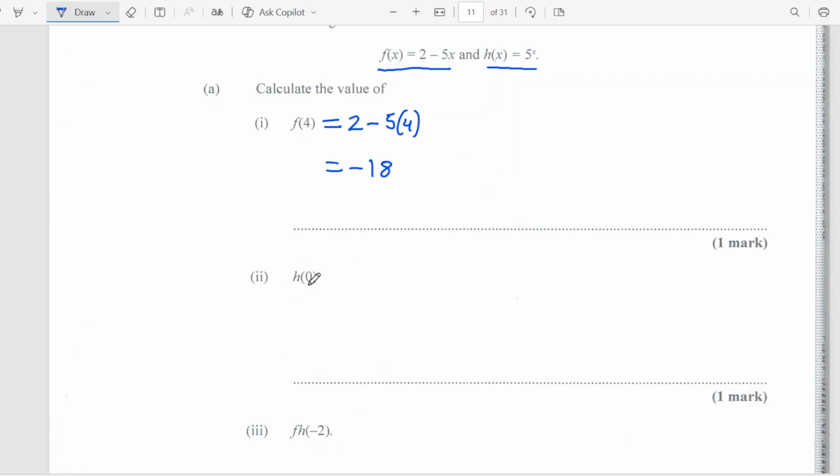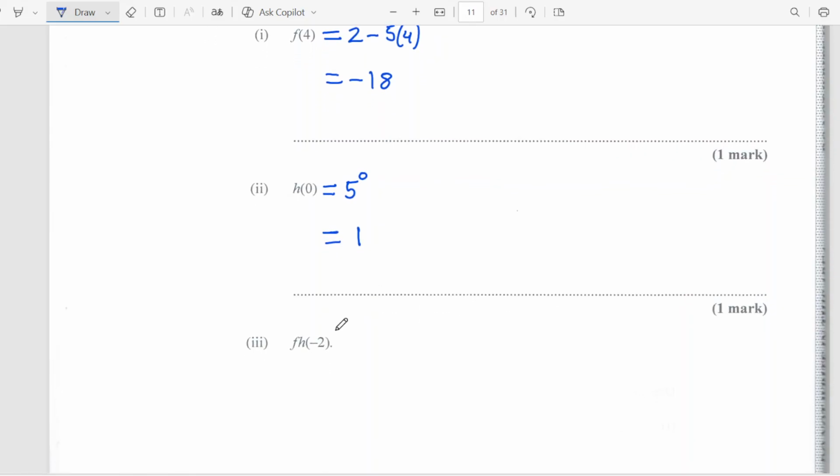Part 2, they want to find h of 0. So now we're interested in the h function. The h function is 5 to the power of x. Instead of x, we put 0 in the bracket. 5 to the power 0 is equal to 1. Anything raised to the power 0 is always 1, doesn't matter what it is.